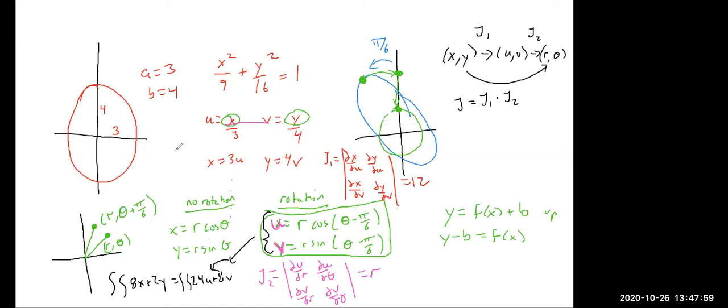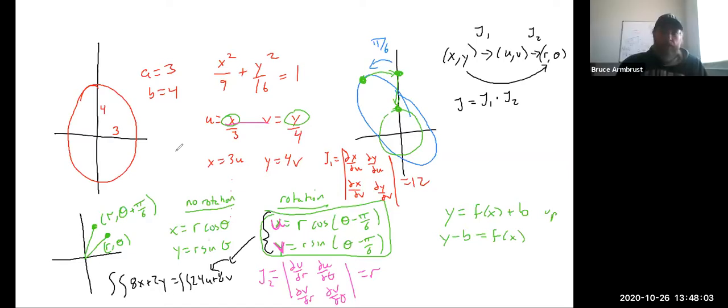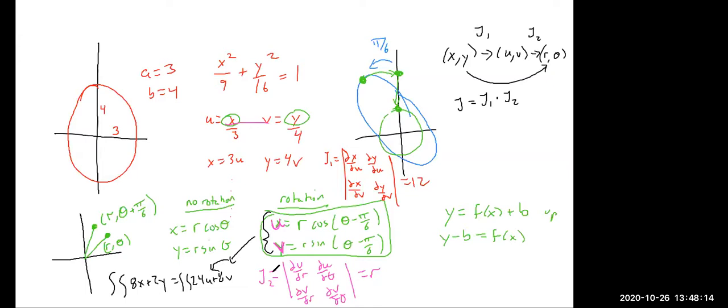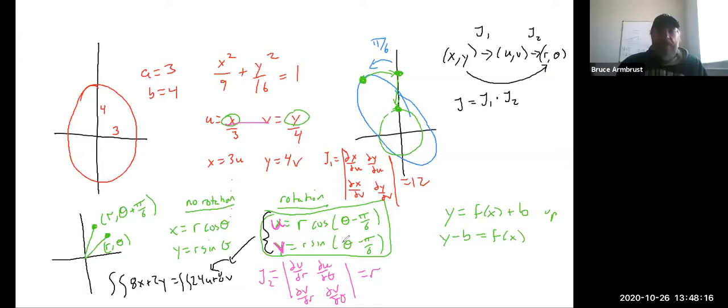Is J2 always r? Oh, no. This one's just r because it's polar. It's the conversion into polar, and we've already seen that the Jacobian is r. I just know that's what I'm going to get if I do the Jacobian on these. Just like J1's not always 12, but it is when we're converting this ellipse down into a circle.